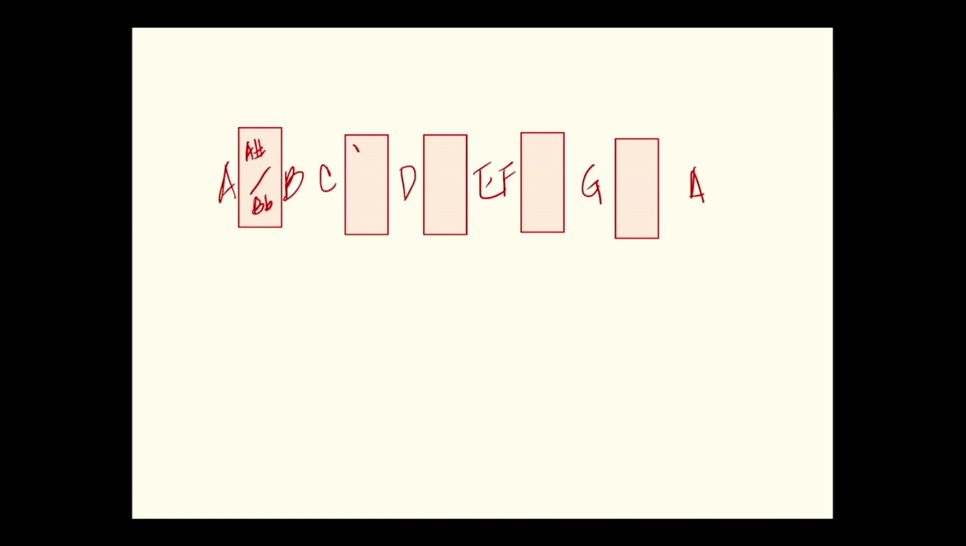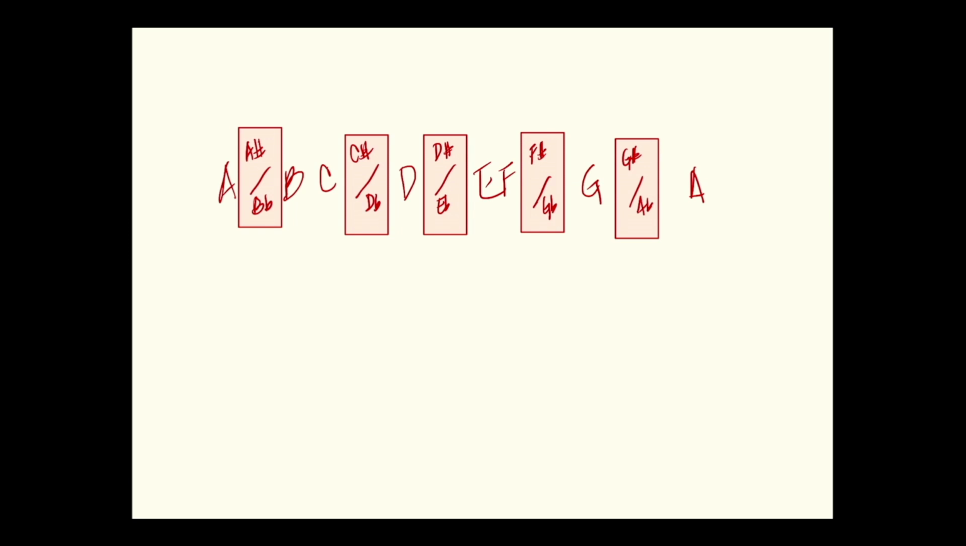Same thing here, C sharp, up from C, or D flat, down from D. D sharp, up from D, or E flat, down from E. F sharp, also known as G flat, and G sharp, also known as A flat. Okay? So that's kind of how it works.